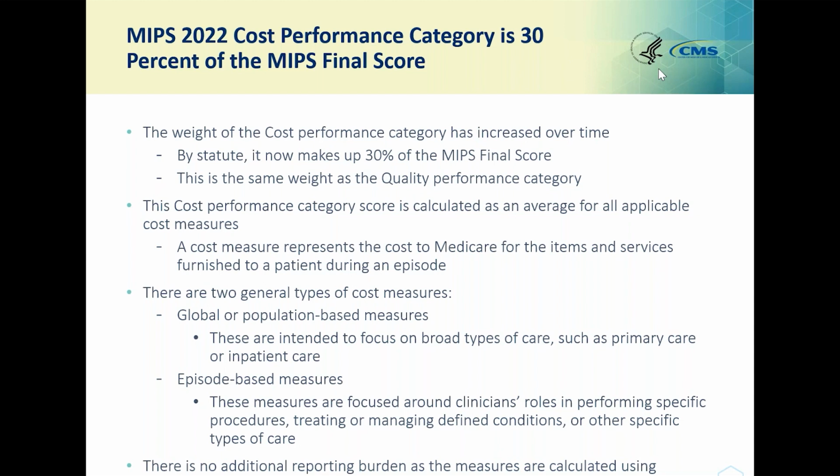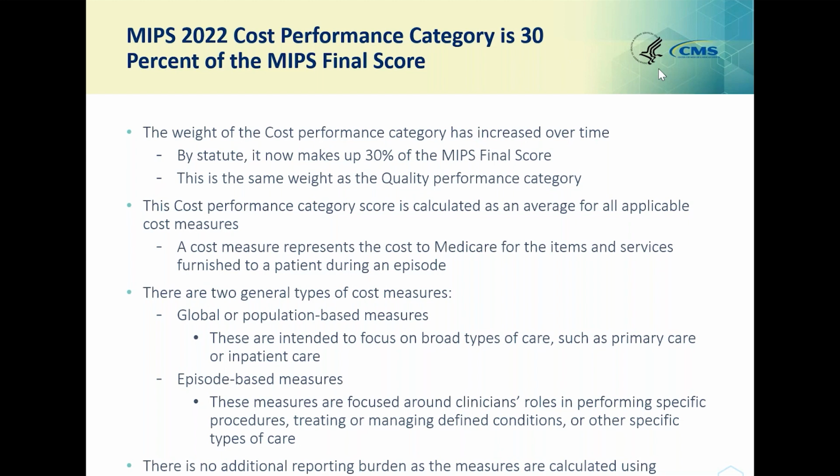In 2020, the cost performance category was set to remain at a weight of 15%, but was reweighted to 0% and redistributed to the other performance categories due to the impact of the COVID-19 pandemic. The weight of the cost performance category continued at 20% in 2021. In 2022, the cost performance category will now make up 30% of the MIPS final score, which is required by statute. This means that the cost and quality performance categories are now equally weighted at 30% each.